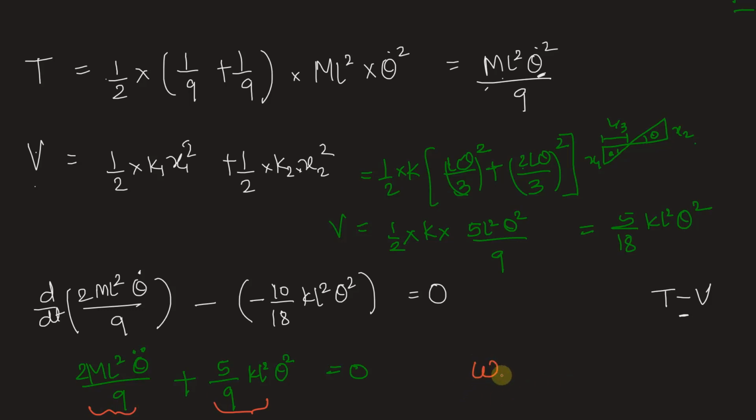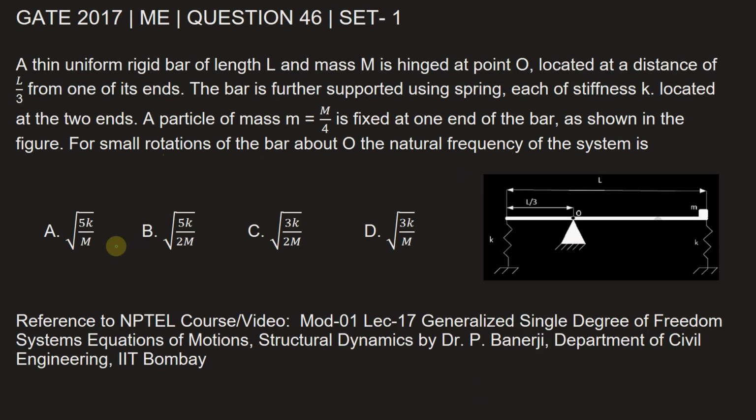Now we have K star and M star. Let's put it in the formula for natural frequency. We have under root of 5 by 9 KL square upon 2 ml square by 9. We have the natural frequency as 9 by 9 gives us 1, 5 by 2 K by capital M. This gives us the natural frequency. Let's go back and mark the correct option. Answer is option B. Natural frequency of the system is under root 5K by 2M.